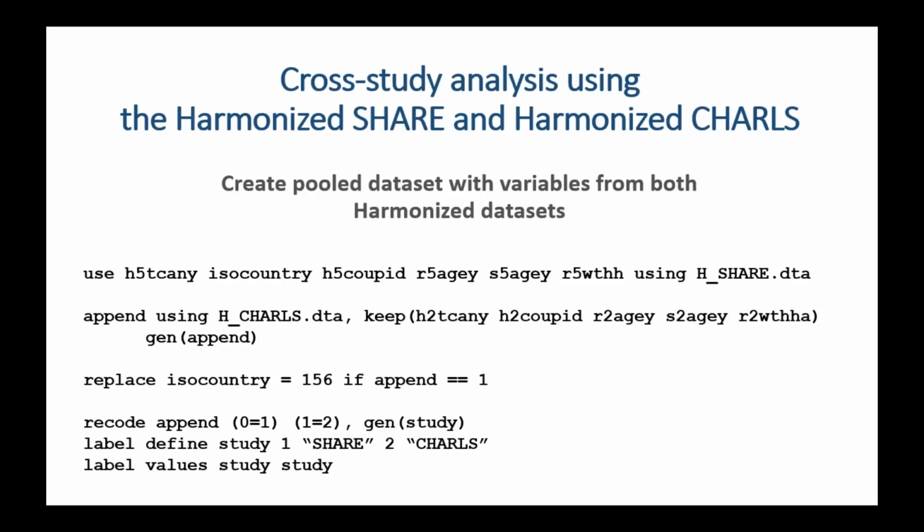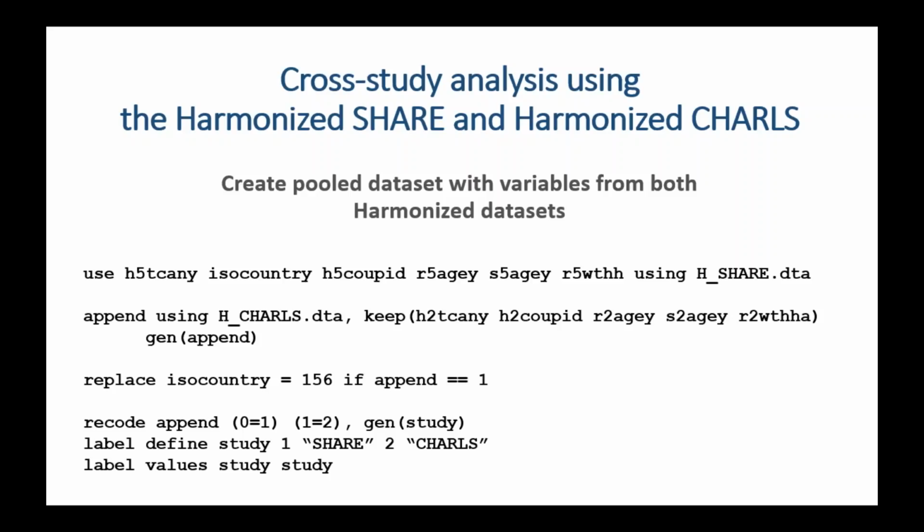We're then going to append using H Charles. That's the name of the harmonized Charles data set. In this case, we're going to keep our Wave 2 financial transfers to children, our Wave 2 couple ID, respondent and spouse age in Wave 2, and our Wave 2 household weight. We're also going to generate an append variable, and an append just tells you whether or not this is from the what they call the master data or the appending data.